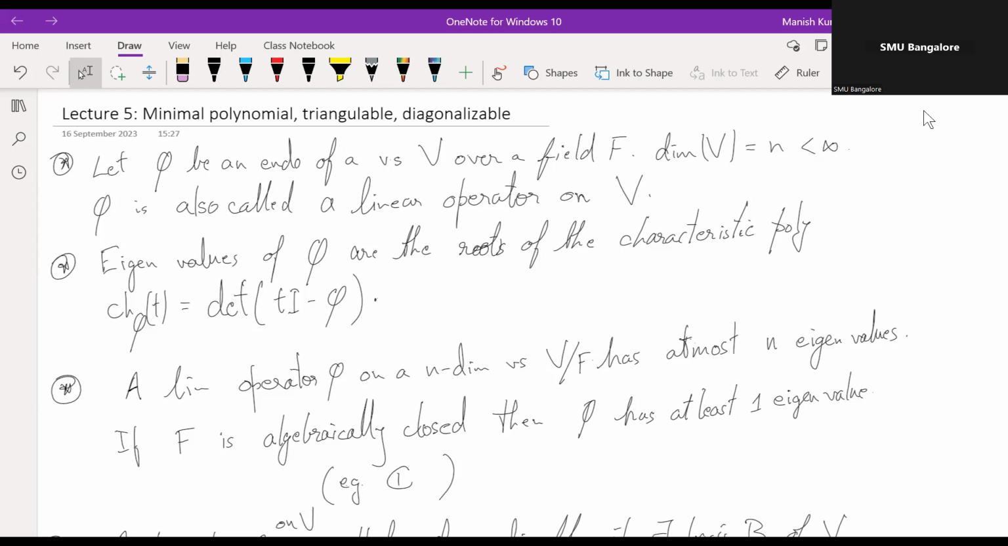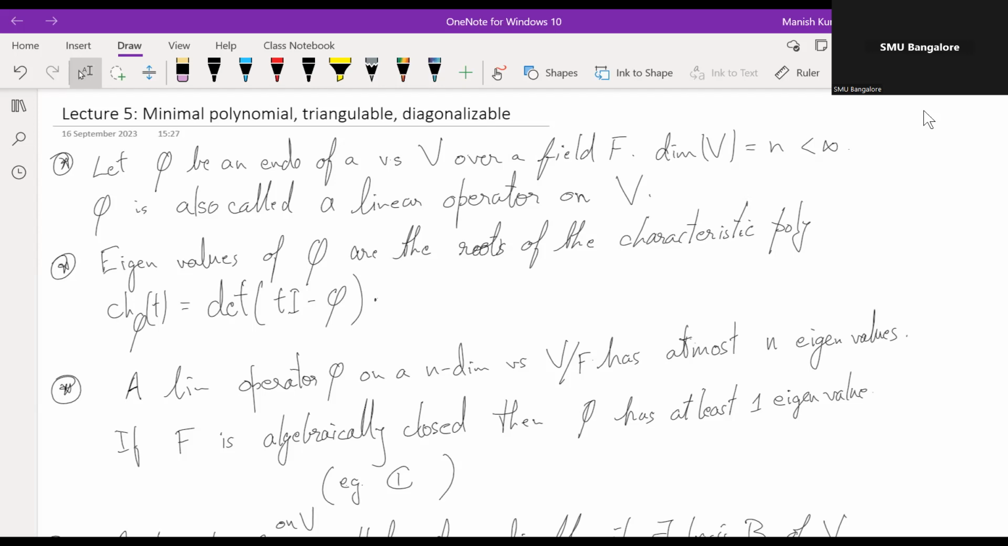So in particular, as a consequence, if phi is a linear operator on an n-dimensional vector space, then phi can have at most n eigenvalues, because they have to be roots of a degree n polynomial, and you can't have more than n roots of a degree n polynomial. And if the field F is algebraically closed, then we know that it has at least one eigenvalue.